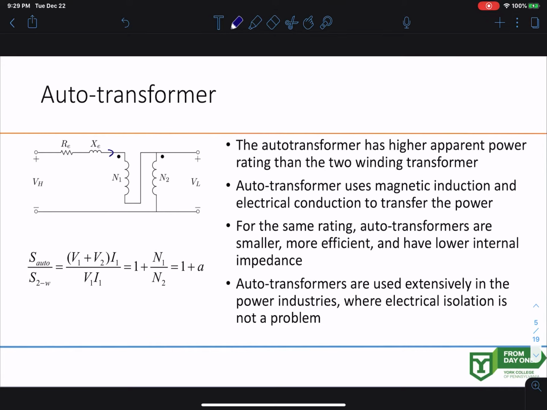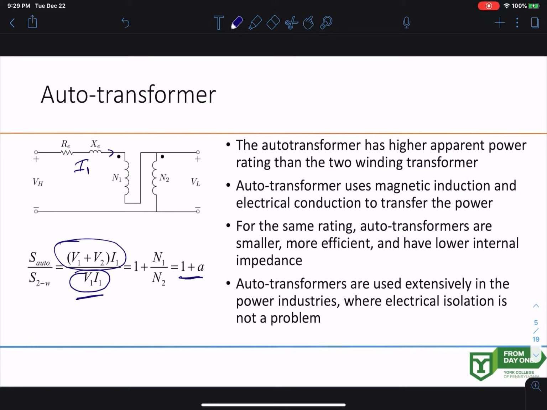So that I1 current goes through both I1 and I2. Look at the I1, I2. So (V1 plus V2) times I1 is the rating for the autotransformer, and for the regular transformer it is V1 I1. So that means your autotransformer rating also increases from your regular two-winding magnetically coupled transformer, right?